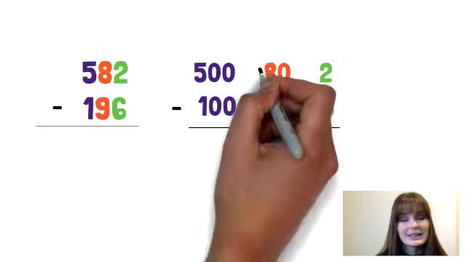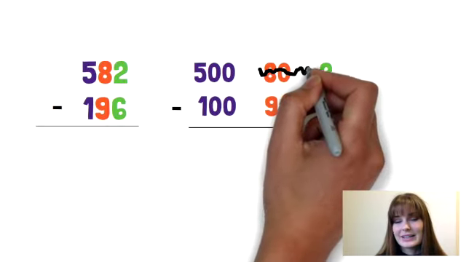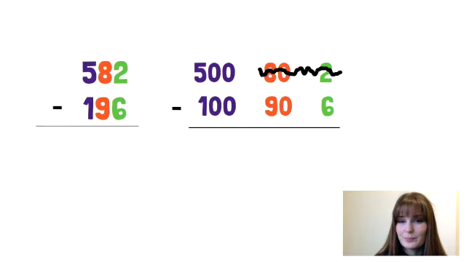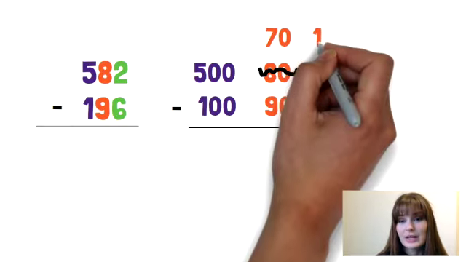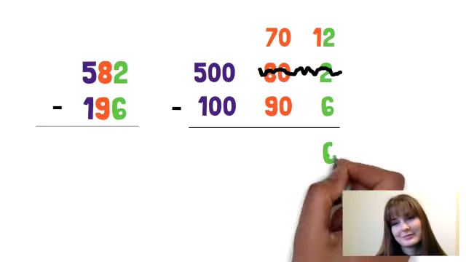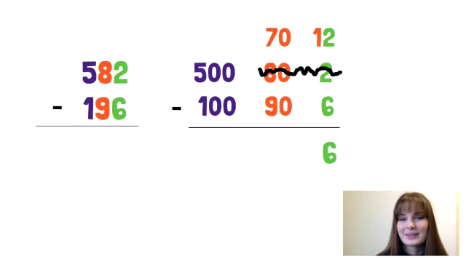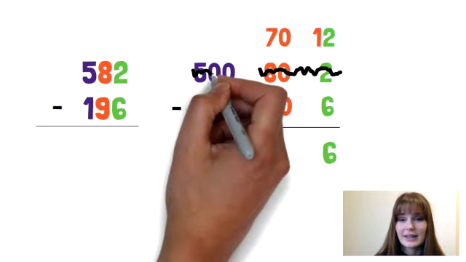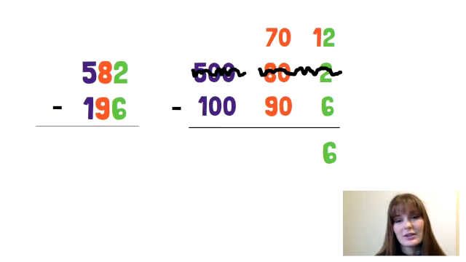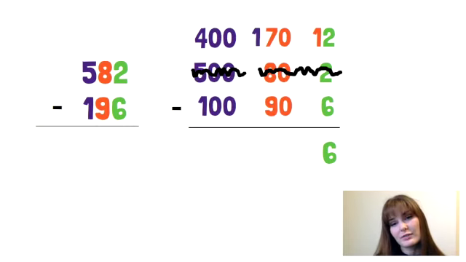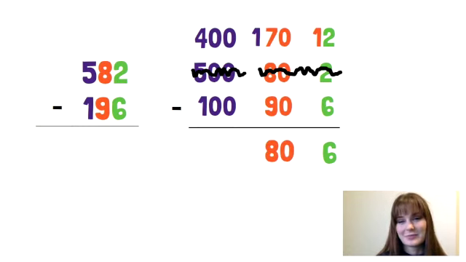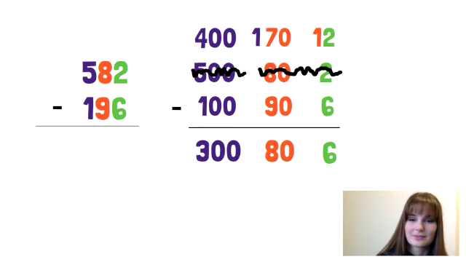So 2 take 6, can't do that, can I? So I need to take a 10 from the tens column. Now what I'm really doing is 70 and 12. 12 take 6 is 6. Oh, I can't do the next column either. I have to go next door because I can't take 90 away from 70. So I'll take 100 away from 500, make it 400. Put that 100 in front of 170. Now I can do 170 take away 90, which is 80. And then just 400 take away 100 is 300.